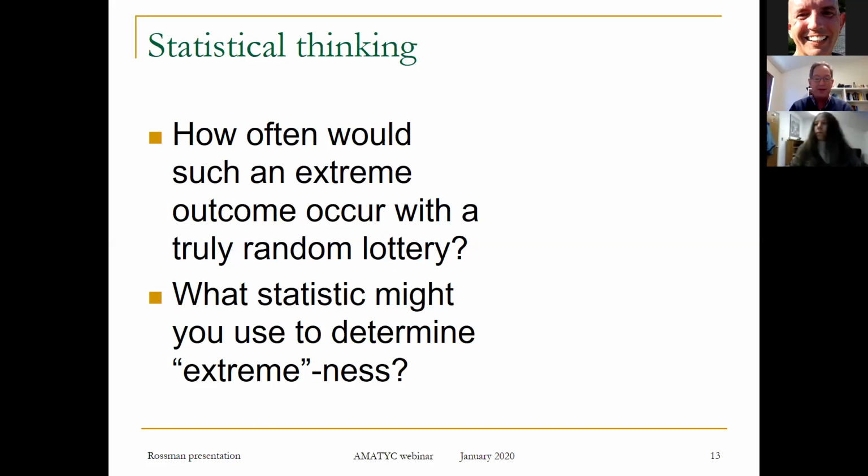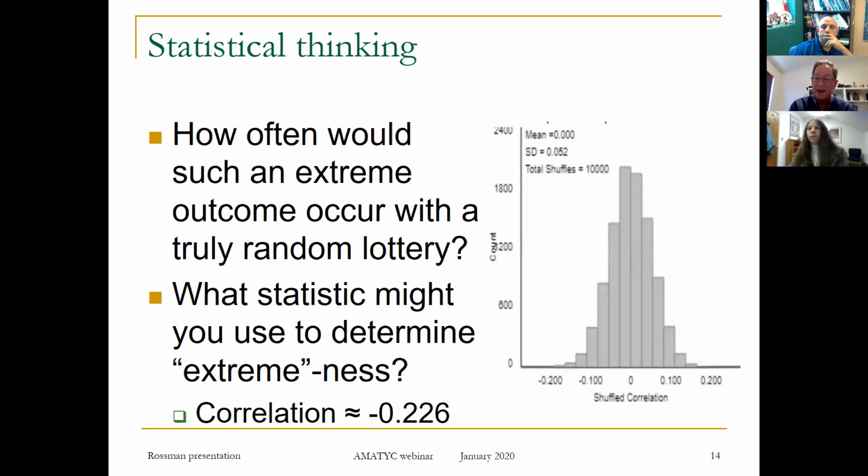Well, here's where computers are really helpful. We can program a computer to perform a random lottery and to do it many, many times, and to calculate the correlation coefficient between day number and draft number every time. Let me show you the result. There's the result of simulating draft lotteries 10,000 times, looking at the value of the correlation coefficient between day number and draft number for each of those 10,000 random lotteries.